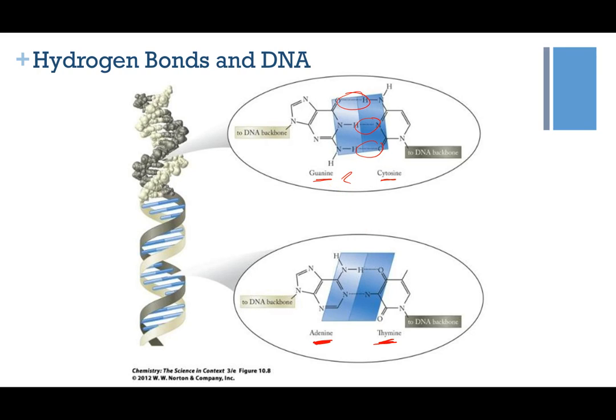And same thing with the A and the T here. We've very strategically lined up 2 hydrogen bonding opportunities. Okay. So what we see here is that the 2 DNA backbones are actually held together by a series of hydrogen bonds. Why is this important?